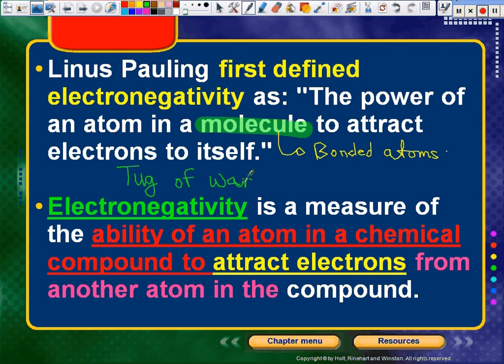molecule? The electrons. And those electrons are part of the bond, right? So what are we constantly doing in tug of war? Pulling those electrons back and forth. What if you were in tug of war with yourself? Who would win?